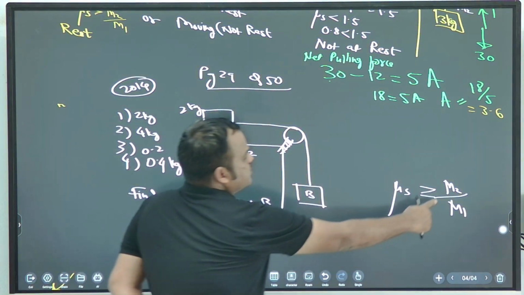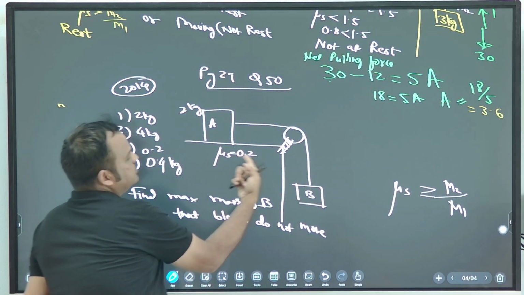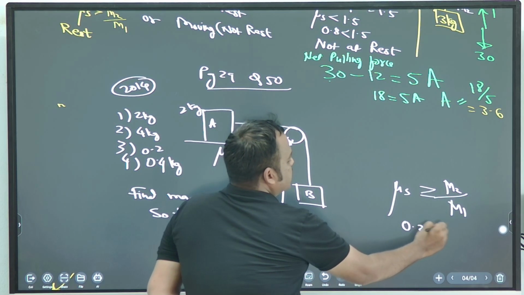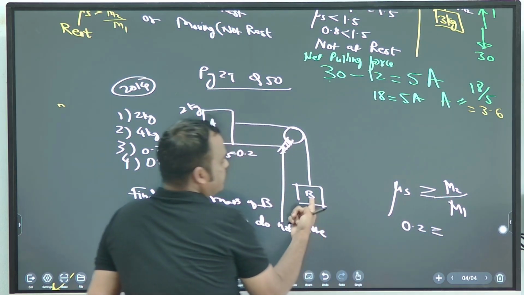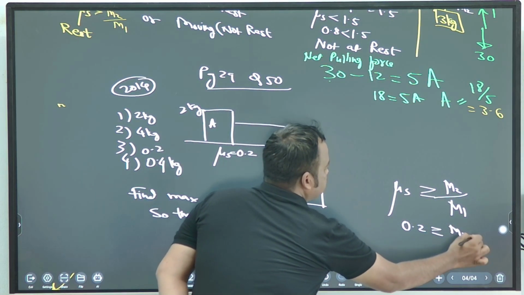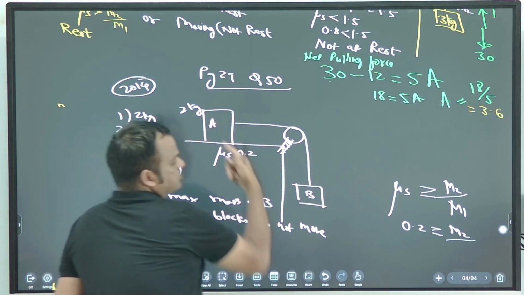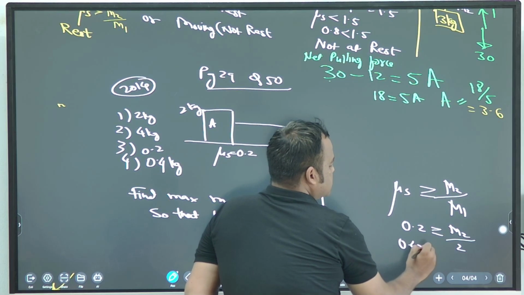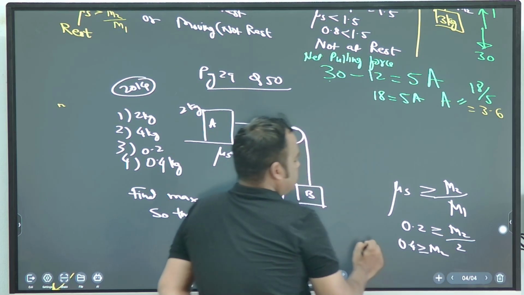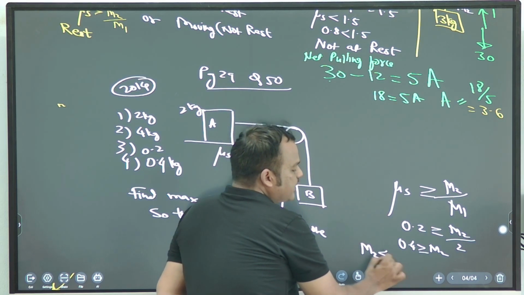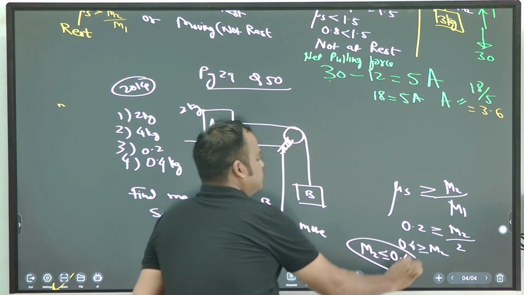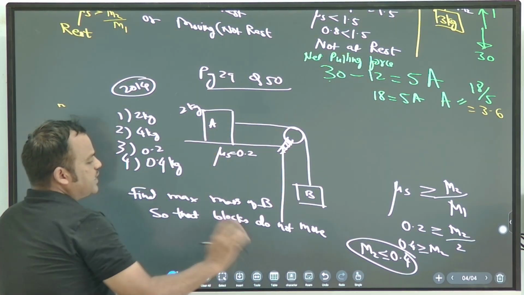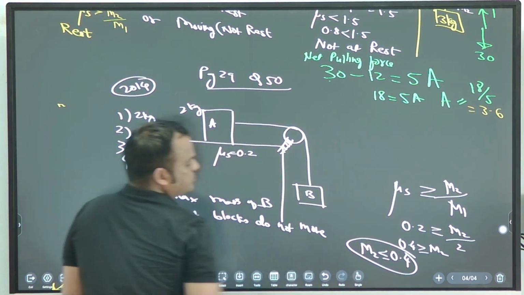So tell me, what is the value? Mu s value, tell me mu s. 0.2 must be greater than or equal to m2. This is m2. This is m1. So 0.4 must be greater than or equal to m2. So m2 must be less than or equal to 0.4. So the maximum value is 0.4.